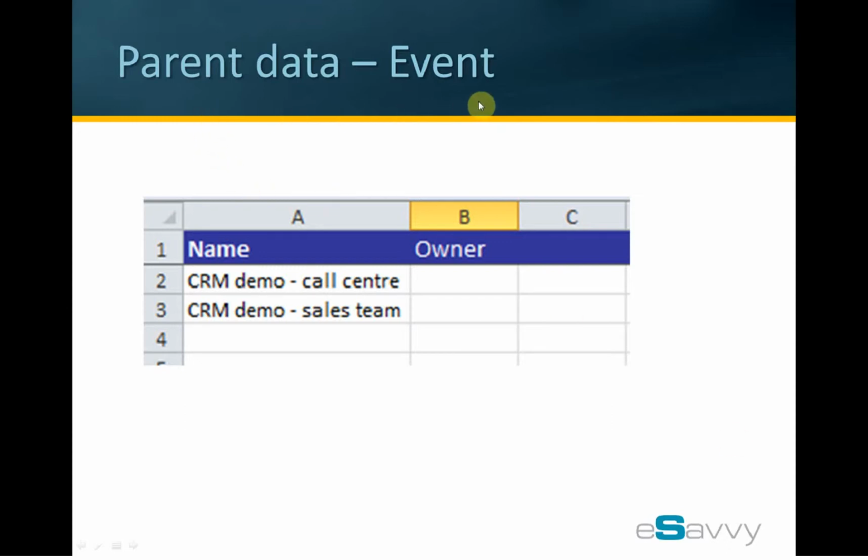If you look at the event file, which was empty when I opened the file, I have now populated this file by entering two events: a CRM demo that will take place with the call center team, and a CRM demo that will take place with the sales team. These are two groups of people, so I have created two separate events in the events file.